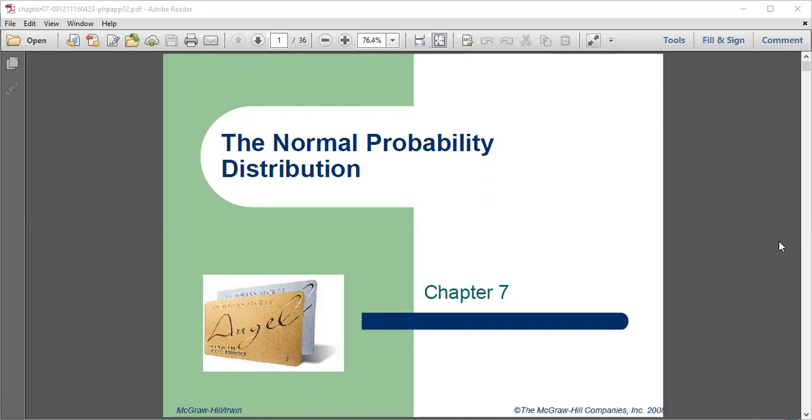Particularly the normal probability distribution. In the previous chapter we studied the discrete probability distributions, which include the binomial probability distribution, the hypergeometric probability distribution, and the Poisson probability distribution. So in the next slide we will discuss what goals we have for this chapter.